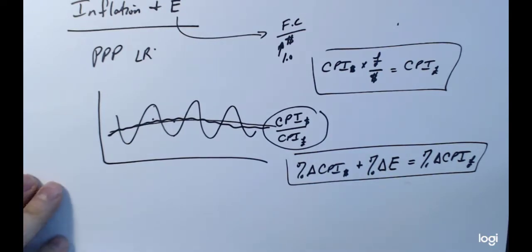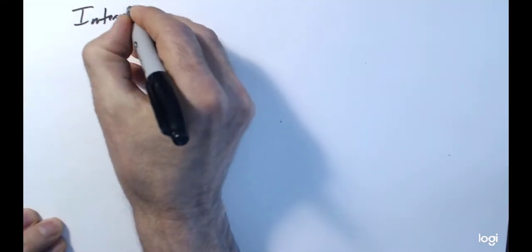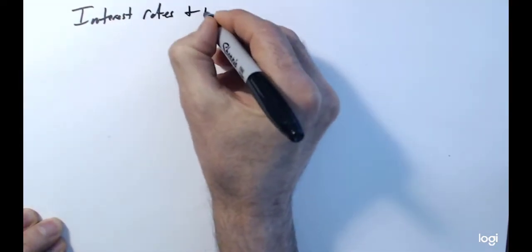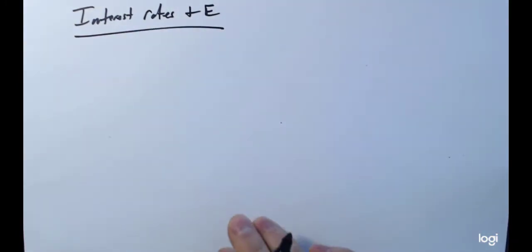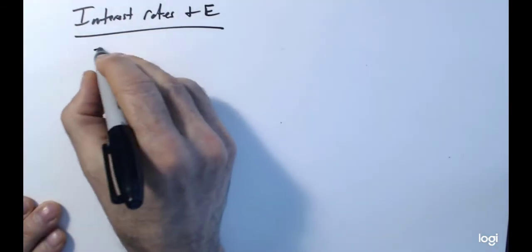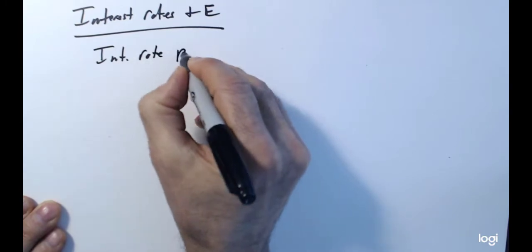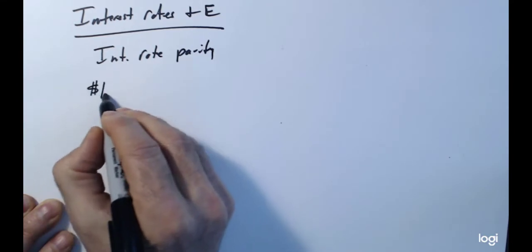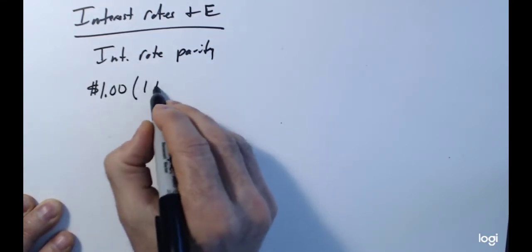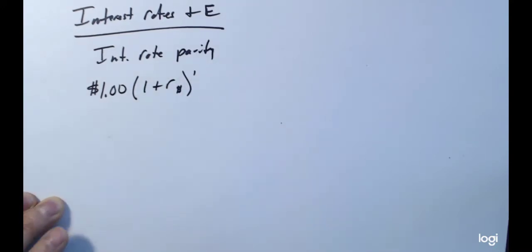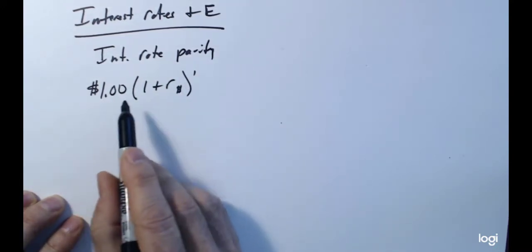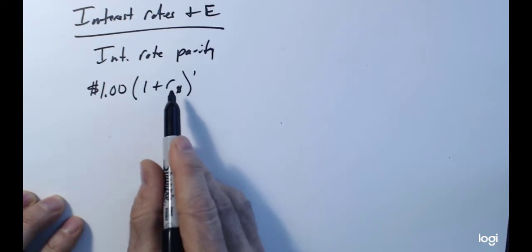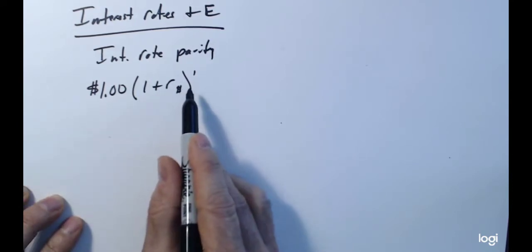Now, what we also want to include and discuss is interest rates and exchange rates. We said in previous chapters that this was a short-run concept, and it's covered in the concept of interest rate parity. Interest rate parity went something like this. We take a dollar, and if we invest it in the US for 1 year, we would get this return. So you take a dollar, you invest it. If R is 0.10, then you'll end up with $1.10 in 1 year.